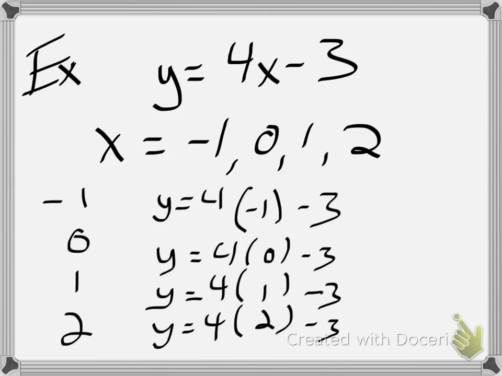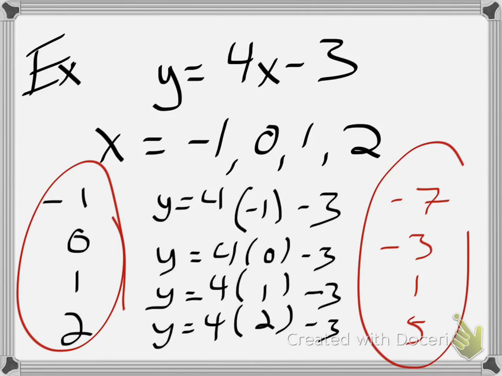4 times negative 1 is negative 4, minus 3 is negative 7. 4 times 0 is 0, minus 3 is negative 3. 4 times 1 is 4, minus 3 is 1. 4 times 2 is 8, 8 minus 3 is 5. Alright, so now we have our x's and our y's. So let's go on to the next one.